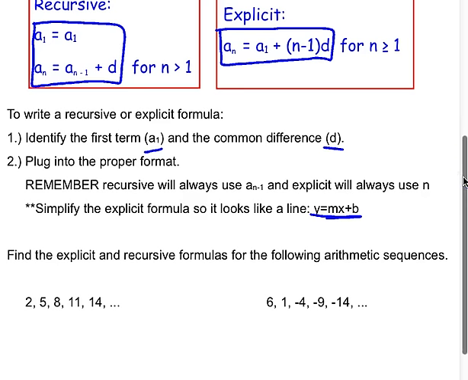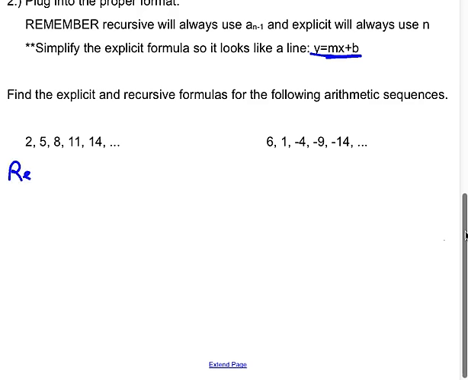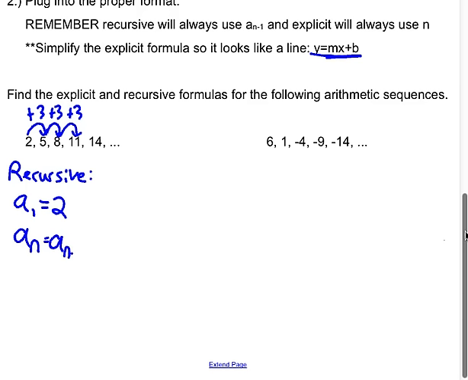So here, we have our first two examples. Recursive. Okay, so for a recursive definition, you start by labeling that first term. So I start by labeling a1 is 2. And now let's see what's happening here. What am I adding by to go from term to term? Well, looks like to me, every time I'm adding 3. So to go to my next term, I take my previous term, and all I'm doing is adding 3 to it. So the recursive is super easy. Just label what you're starting with, label that first term, and then just say, well, to find any other term, take the previous term, and all I'm doing is adding 3 to it.